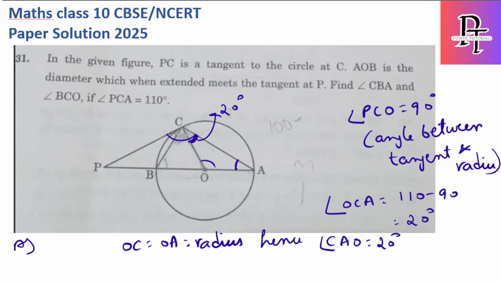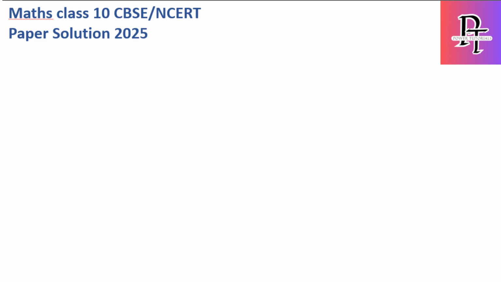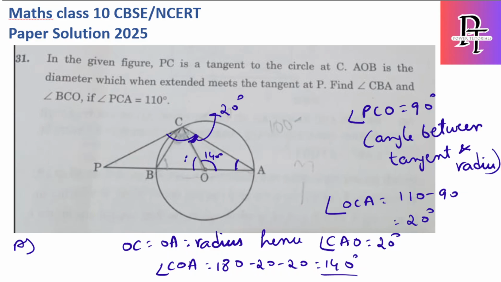So now what about this angle COA? Angle COA is equal to 180 minus 20 minus 20, which is equal to 140. Why? Because the sum of all the angles of a triangle is 180. So we got 140. Now what about this angle COB? Angle COB is equal to 180 minus 140, which will be 40 degrees. Now I got this angle, which is 40.